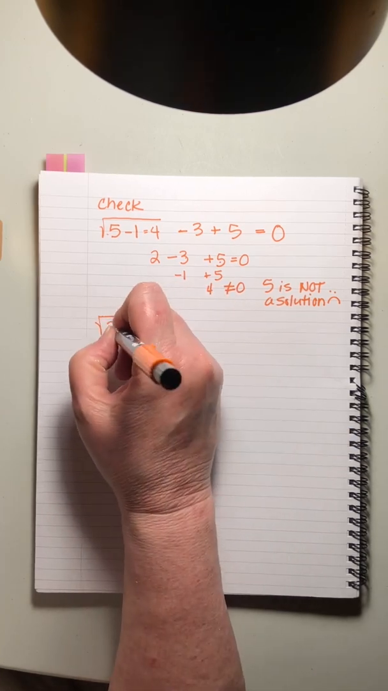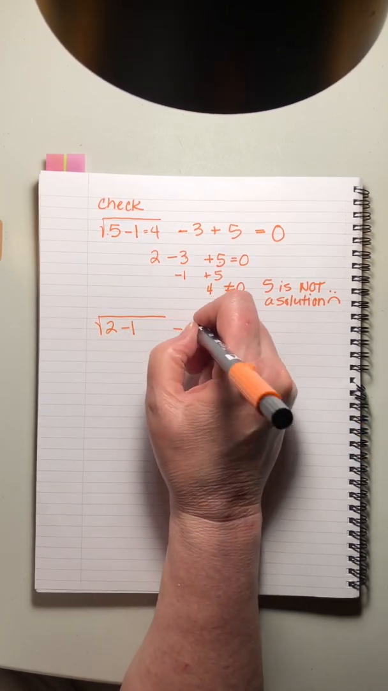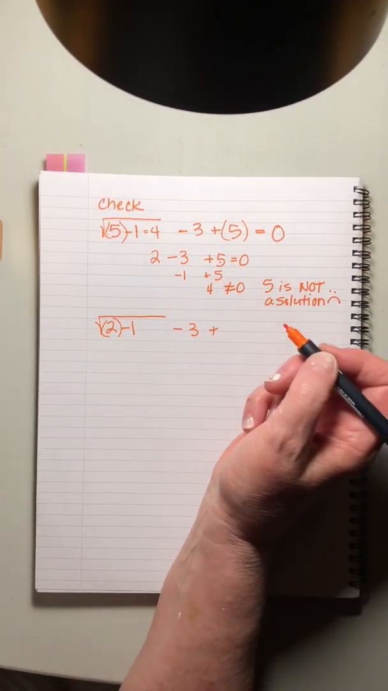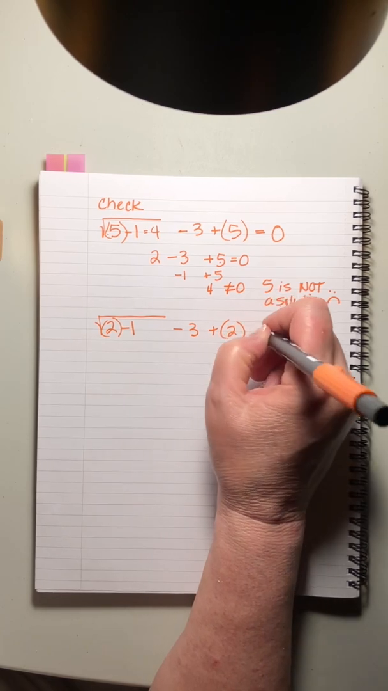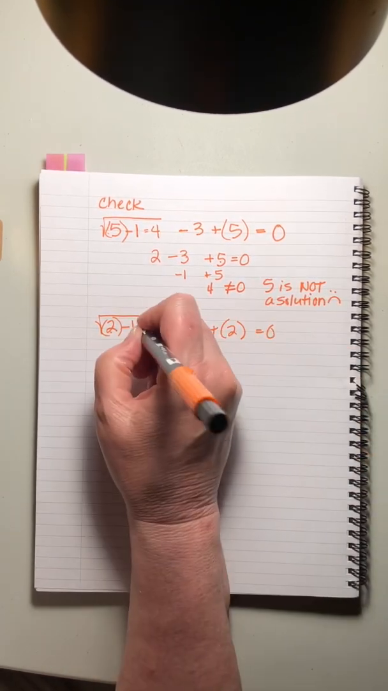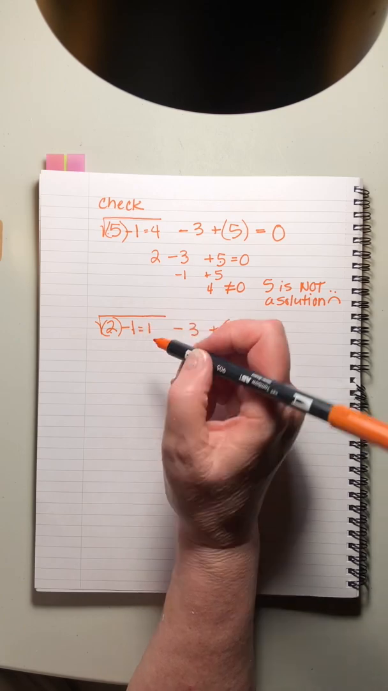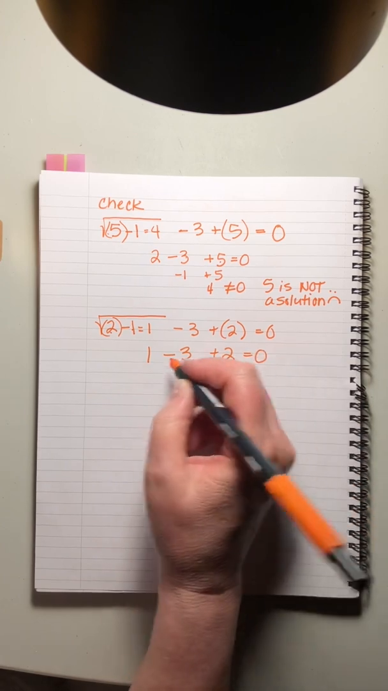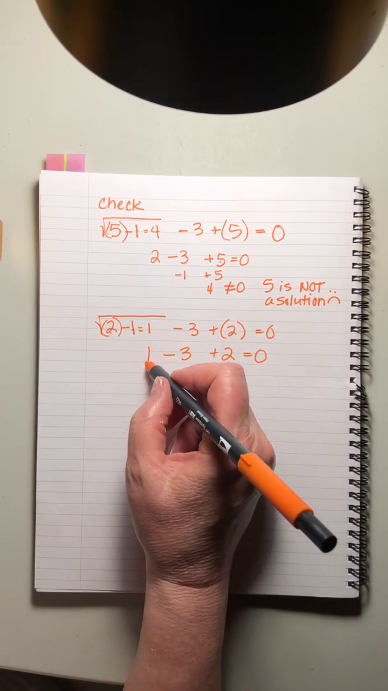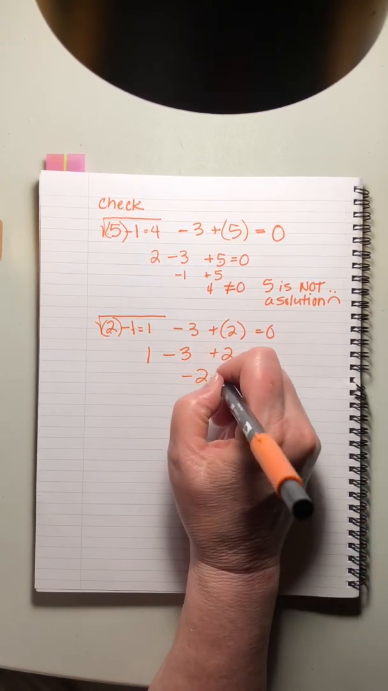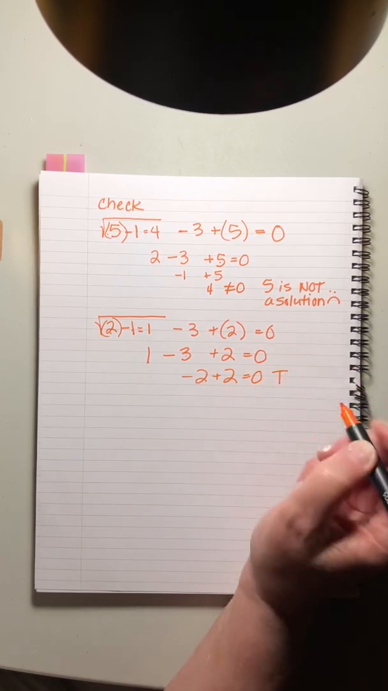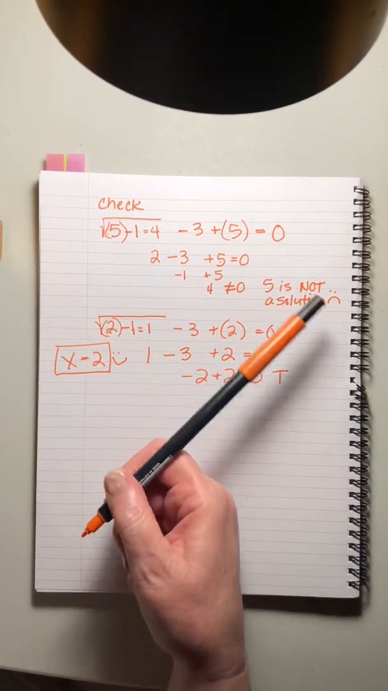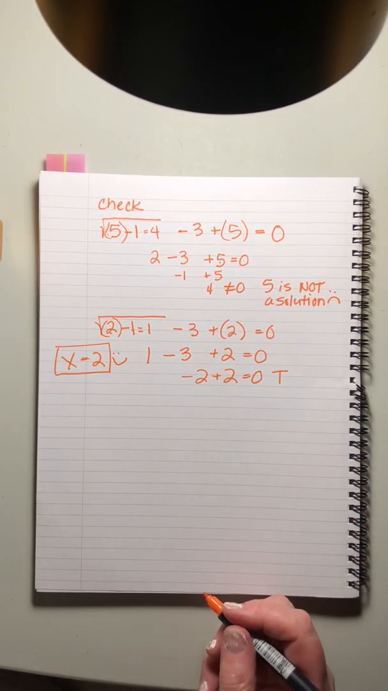Okay, let's check 2. 2 minus 1 minus 3 plus, and then remember this is x also. These are the two places where x lives in our equation. Plus 2 equals 0. Okay, 2 minus 1 is 1. Square root of 1 is 1. 1 minus 3 plus 2 equals 0. That would be 1 minus 3 is minus 2 plus 2. Hey, that one works. So x equals 2 is the only solution to our problem. 5 does not get to be 1.